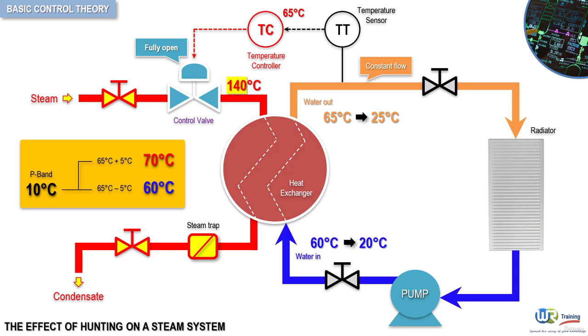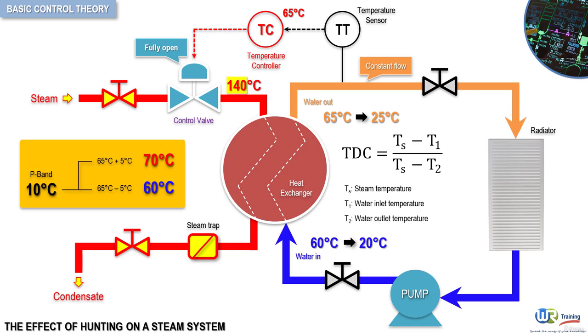The heat exchanger temperature design constant can be calculated from the observed operating conditions as follows, where TdC is the temperature design constant of the heat exchanger, T sub S is the steam temperature, T sub 1 is the water inlet temperature, and T sub 2 is the water outlet temperature. In this example, the observed conditions at minimum load are as follows. We plug in our variables for a result of 2.